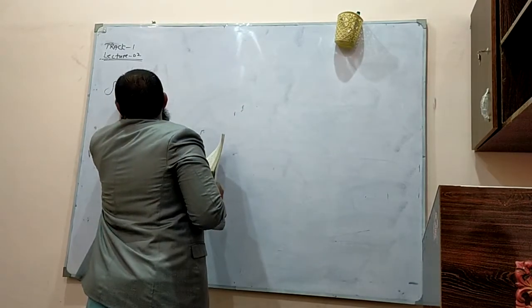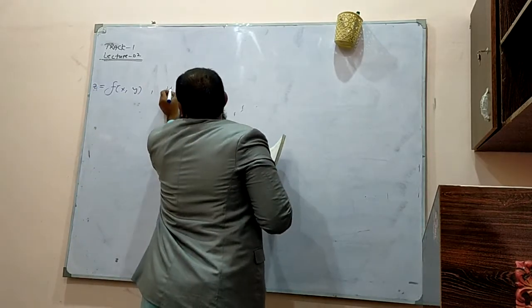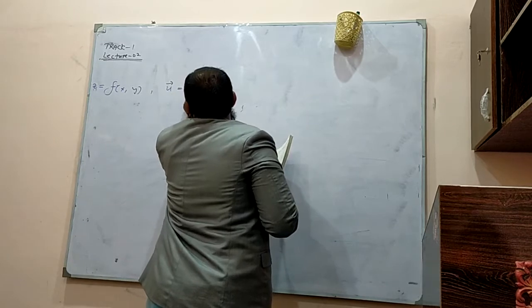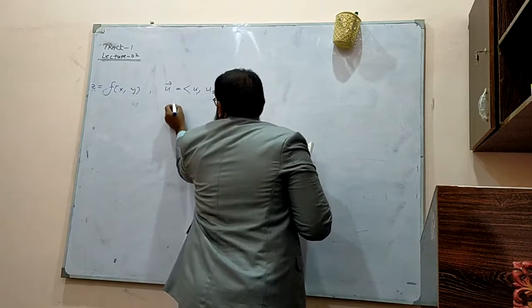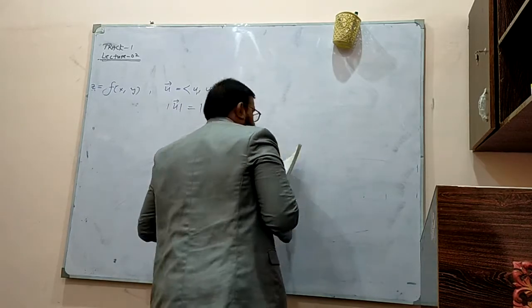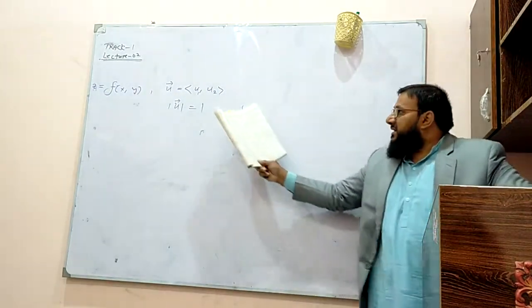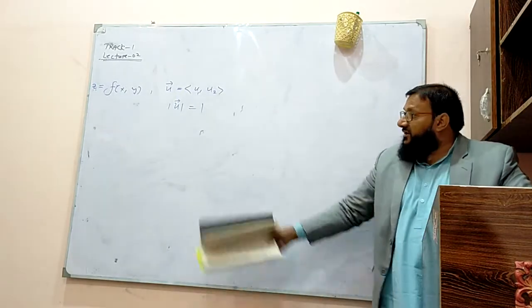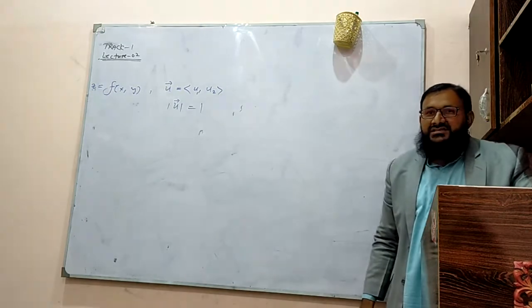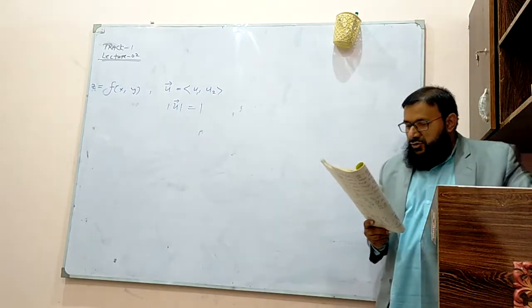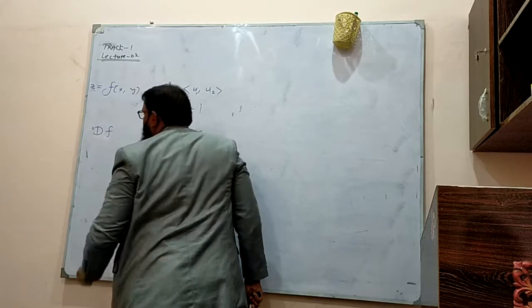So given a function f of x comma y, and we are given a vector u with components, let's say u1 and u2, but we claim one thing, that the magnitude of this vector is 1. We'll be discussing later on why it is necessary that the magnitude of this vector is 1. Okay, so we need to find out the derivative of this function.